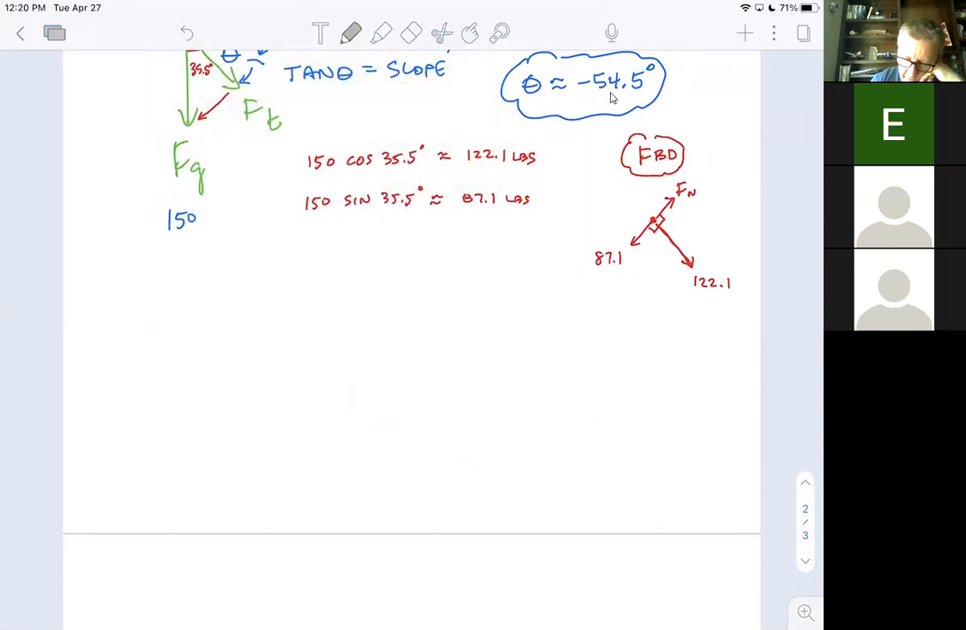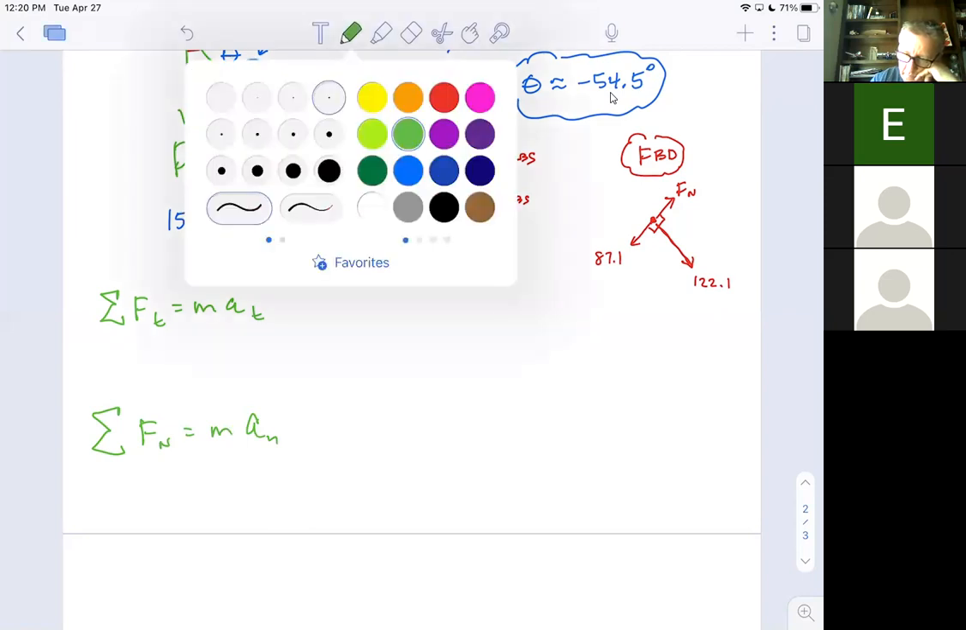I don't know which one to write first, but we've got the sum of the forces tangent is equal to mass times acceleration tangent. And I've got the sum of the forces that are normal equal to mass times the acceleration normal. So I'm just going to plug in what I know.